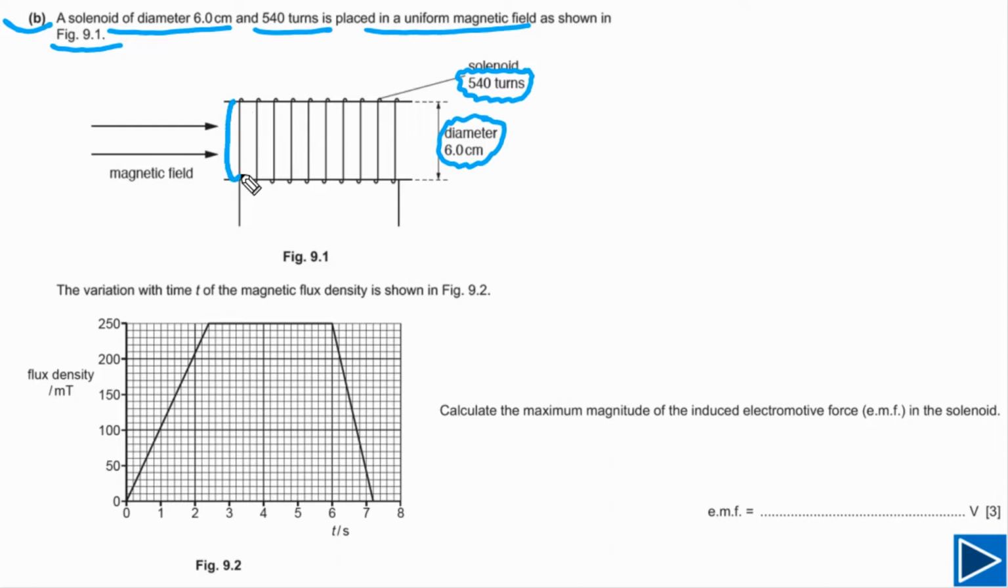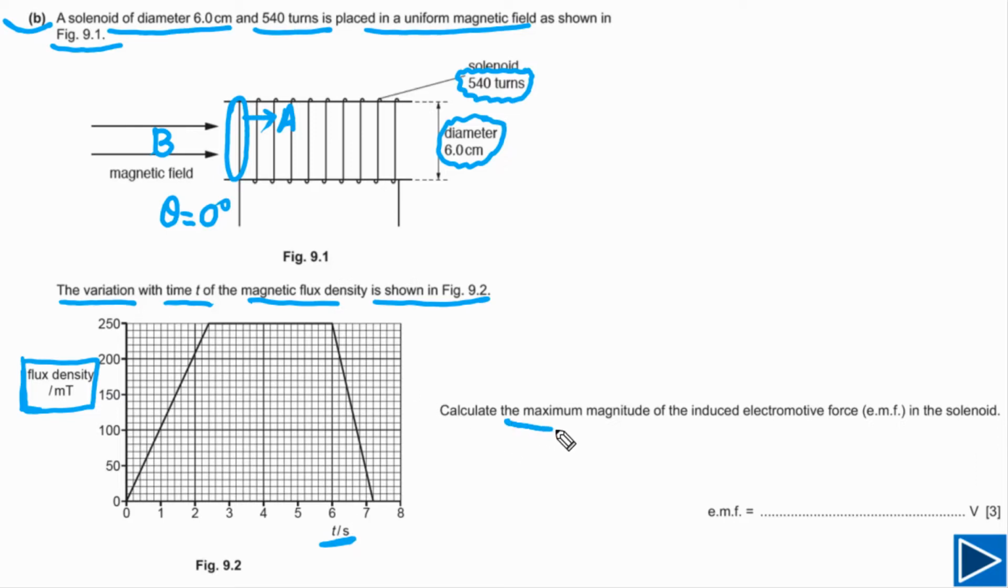If you look at the cross-sectional area of this solenoid, we can draw the area normal vector. So this is the area normal vector and this is B, magnetic flux density. And the angle between these two is equal to 0 degrees. So theta between A and B is equal to 0 degrees. For this question, it is also given to us the variation with time t of the magnetic flux density, shown in figure 9.2. On the y-axis, we have magnetic flux density in milliteslas. And on the x-axis, we have time in seconds. For this question, we need to calculate the maximum magnitude of the induced EMF in the solenoid.